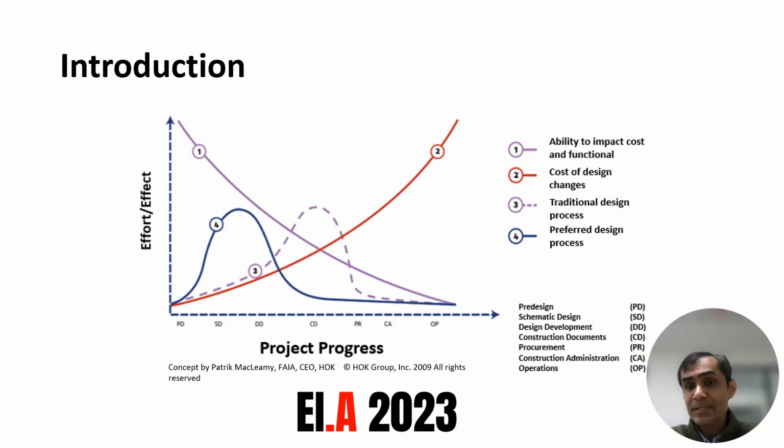The design decisions must be taken in the early stage, that is pre-design and the schematic design. So in the early stages of building design, we have more freedom, so our ability to impact cost and function is much more, and the cost for the design changes is much less.